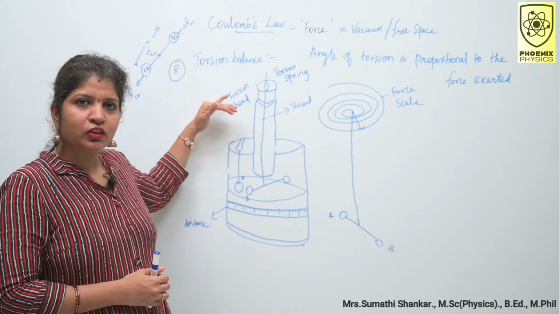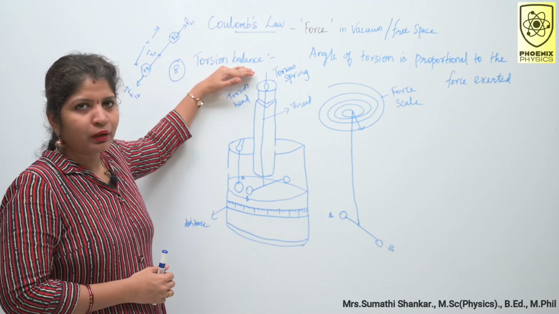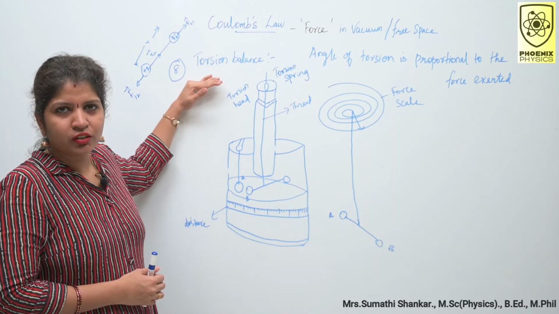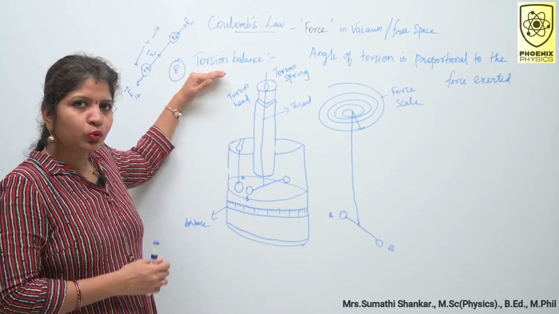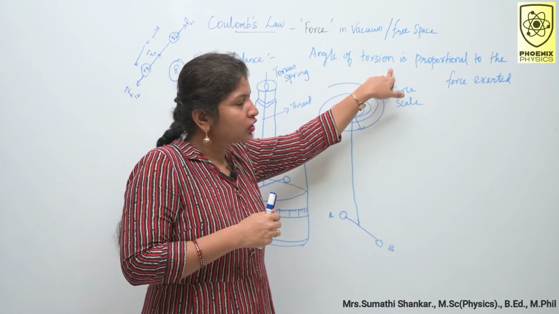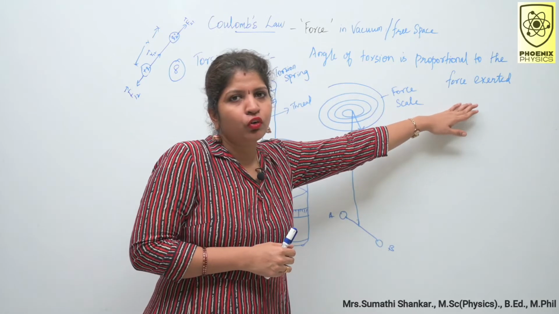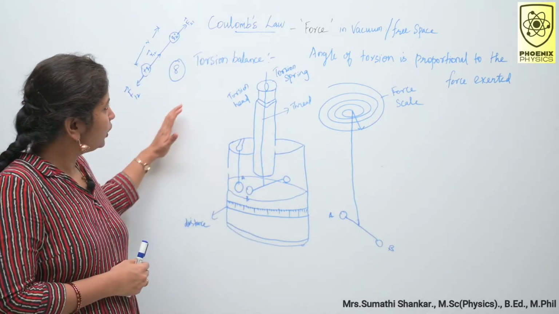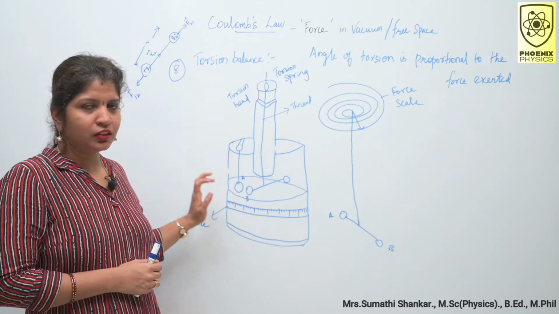Coulomb discovered his law using the torsion balance. What is this torsion balance? It is used to measure small forces. Here the angle of torsion is proportional to the force exerted. This is the torsion balance apparatus.